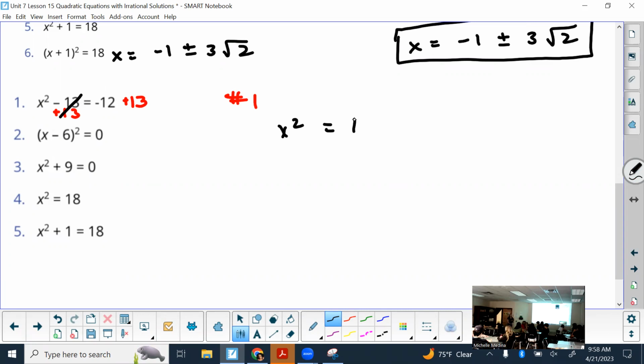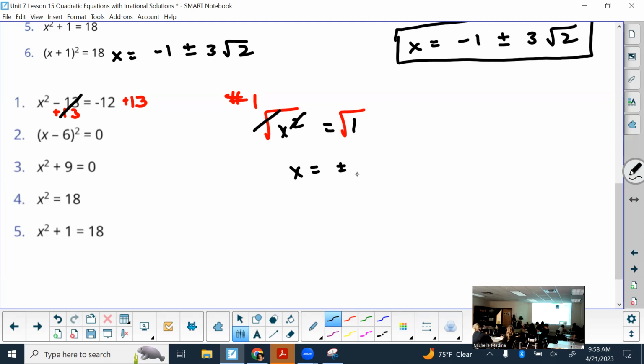X is still not alone, so now we get rid of that 2. The 2 is a square. What's opposite of squaring something? Whatever you do on one side. And the x is now alone. And anytime you square root something, you always have positive or negative. So get in the habit of having that plus or minus anytime you square root.